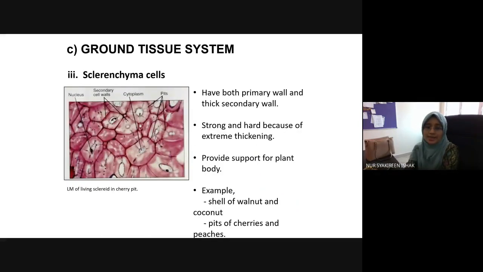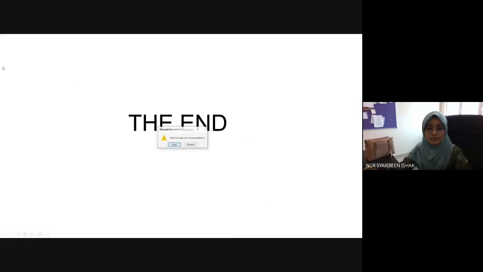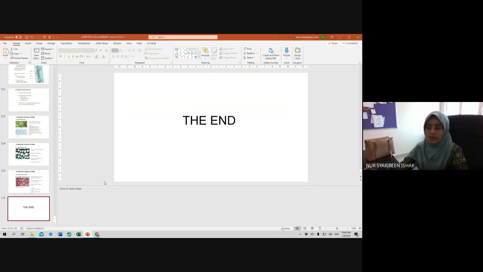So the last one is sclerenchyma. So have both primary and thick secondary wall, strong and hard because of extreme thickening of the secondary wall to provide support for plant body. So example, shell of nut, walnut and also coconut. Okay, nampak? Thick secondary wall, strong and hard. Okay, pits of cherries and peaches, biji. Biji buah cherry tu kan keras. So it is made up of sclerenchyma.